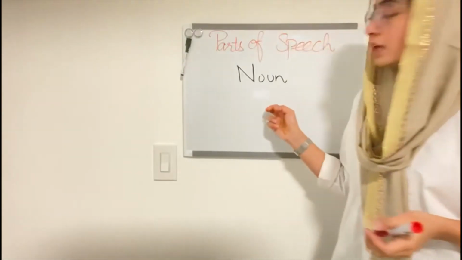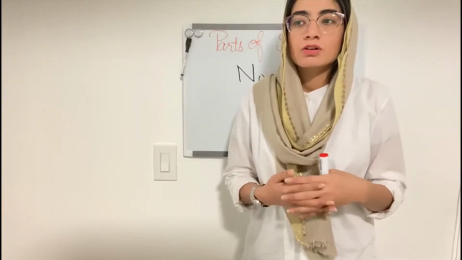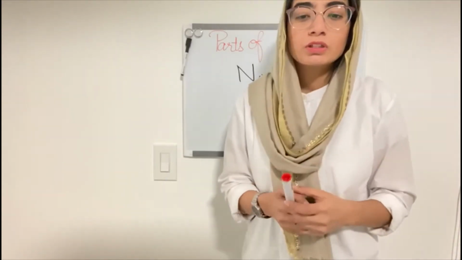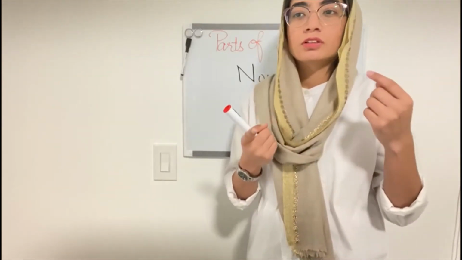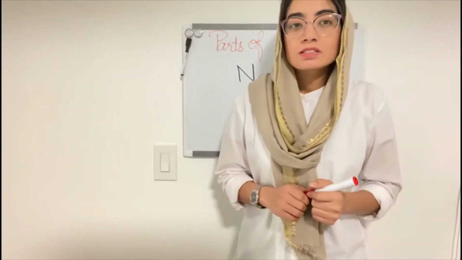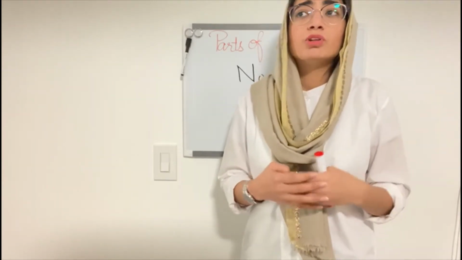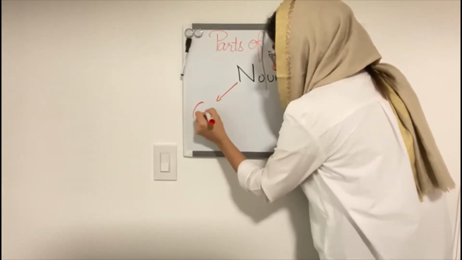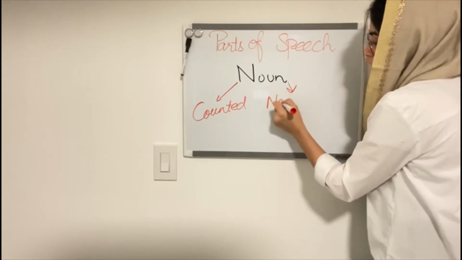Coming on to noun in detail, we have already heard the definition of noun as the name of a thing, place, or person. Noun is a category of a name, place, or a thing. It can be some car, it can be the name of a specific car, Corolla. It can be a place, just like Barcelona. It can be anything. And the most important thing we have to learn about noun is that we have categories of nouns. That is counted and non-counted.